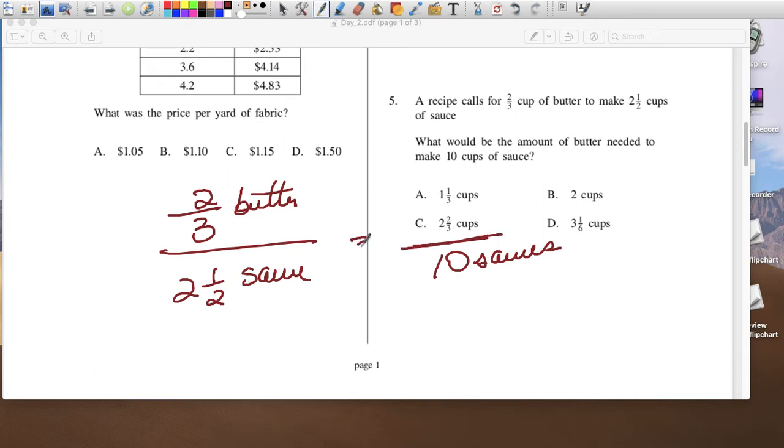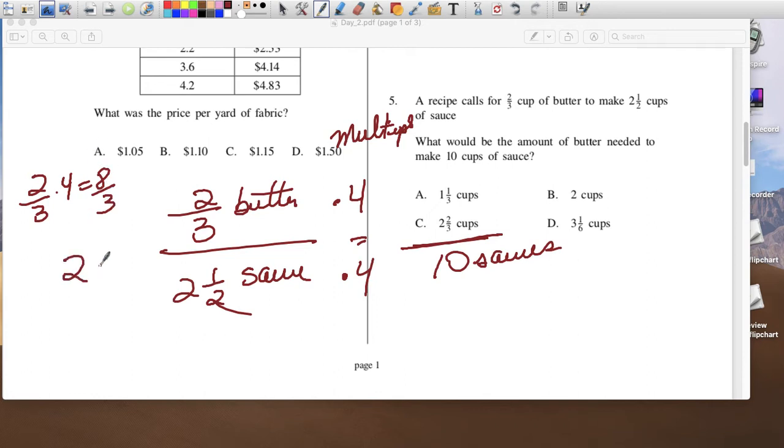Well, in this case, you can find the multiplier here, right? Let me write the multiplier. So 2.5 times what equals 10? You can divide 10 divided by 2.5, and you get that the multiplier is 4. So 2.5 times 4 is 10, so I multiply the top by 4. And 2/3 times 4 is 8/3. Do we have an 8/3? We don't, so we're going to change this to a mixed number. 3 goes into 8 2 times, and 2/3 left over. So 2 2/3 cups, and that is just letter C.